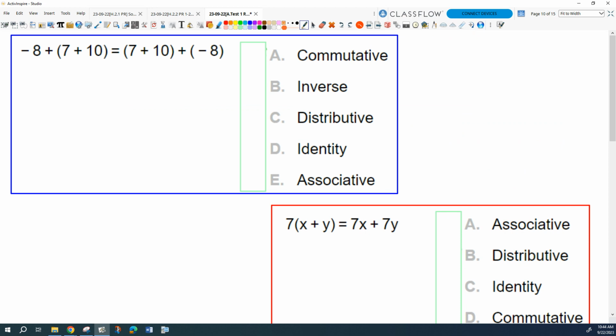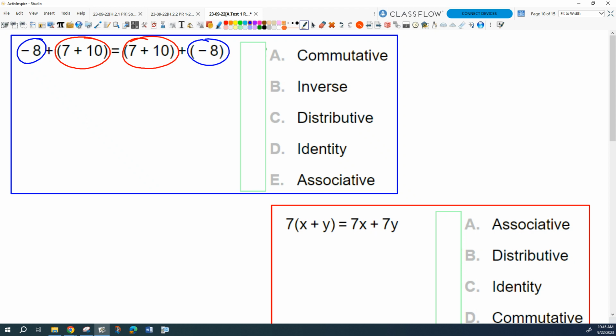Look at this. Let's color code these. So I'm going to call -8 my blue term. The quantity 7 plus 10 is going to be my red term. Well, it's equal. So blue plus red is equal to red plus blue. Now it's pretty obvious. What property is that? Commutative. I just exchanged the pieces, didn't I? Okay. Give me thumbs on that one. Does that make sense? Why that's not associative? Okay. That's a tricky one.